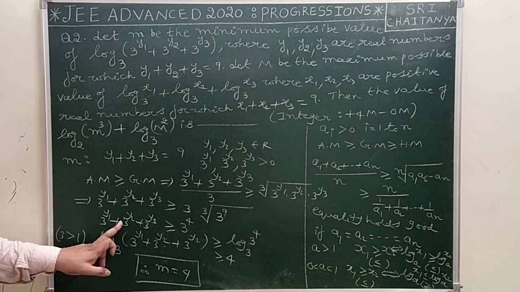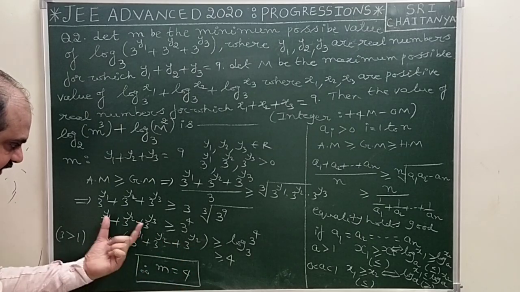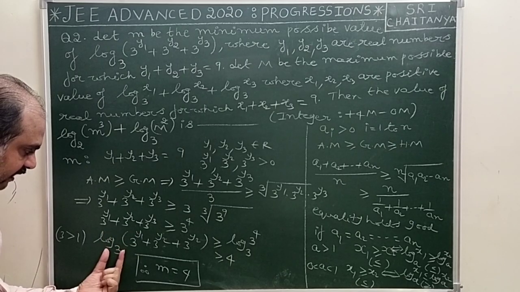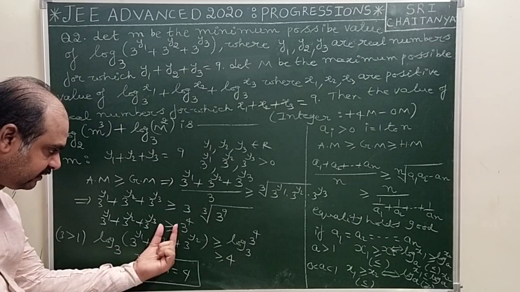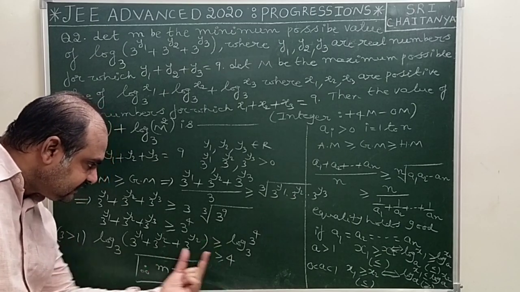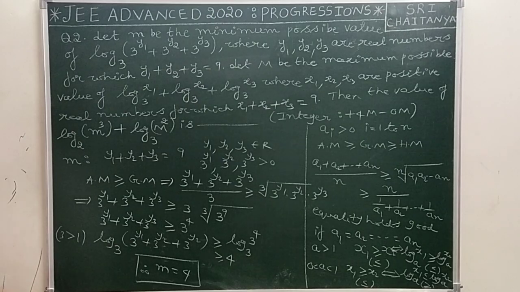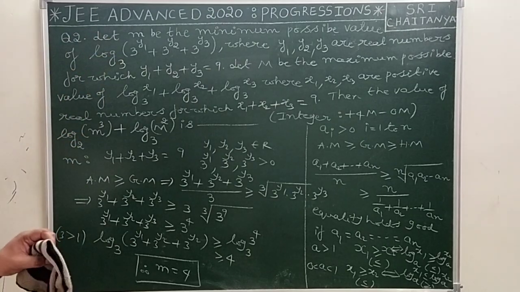Look at here. For this I have applied logarithm to the base 3, which is greater than 1. That's why while writing the logarithm, the greater than or equal to is there, the same inequality I have written. Right? So you got this greater than or equal to 4. The minimum possible value is what? Small m equal to 4. So that is the first one. Let us take the second one.